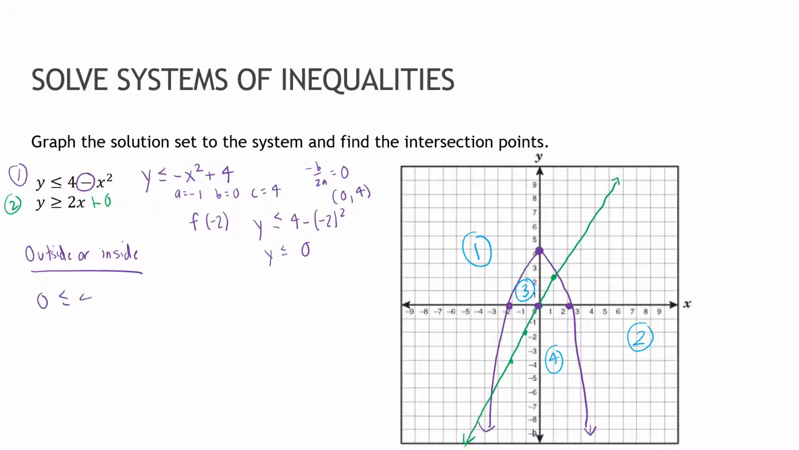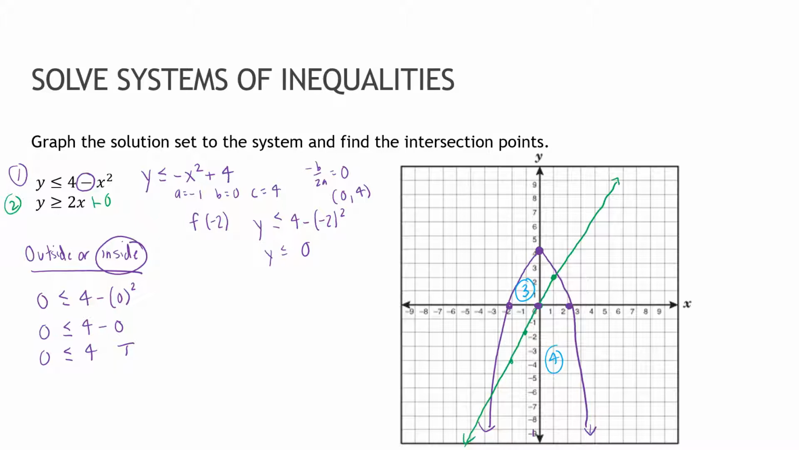0 is less than or equal to 4 minus 0 squared. 0 is less than or equal to 4 minus 0. 0 is less than or equal to 4. True or false? 0 is less than 4. True, which means 0, 0 needs to be shaded, so that means it's inside, which means it's no longer region 1 or 2. It has to be 3 or 4.